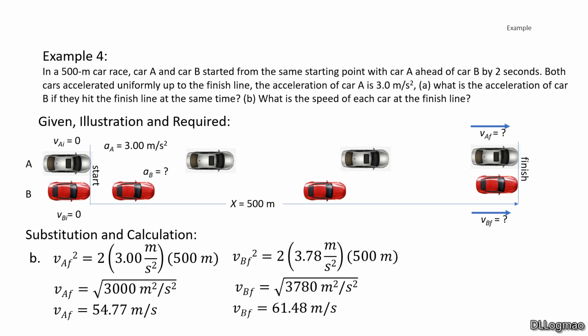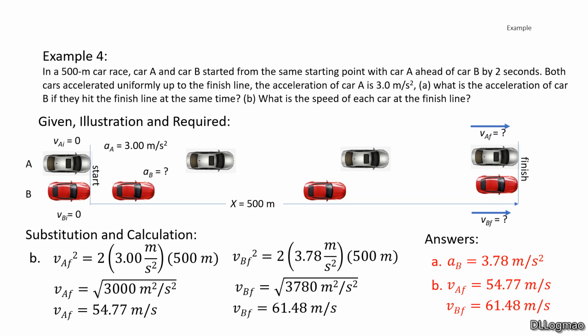The final answers are: the acceleration of car B is 3.78 meters per second squared. The final velocity of car A is 54.77 meters per second. And the final velocity of car B is 61.48 meters per second.